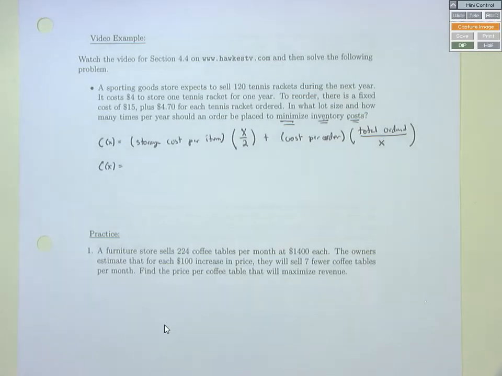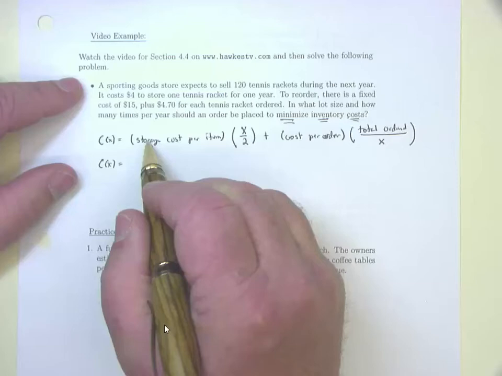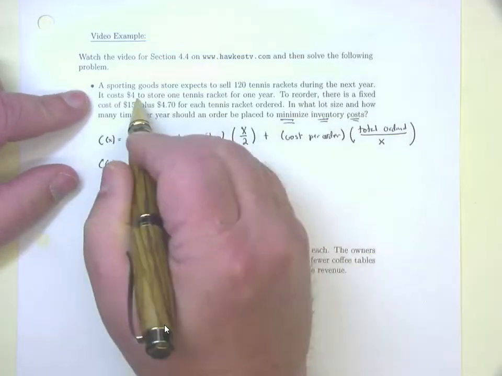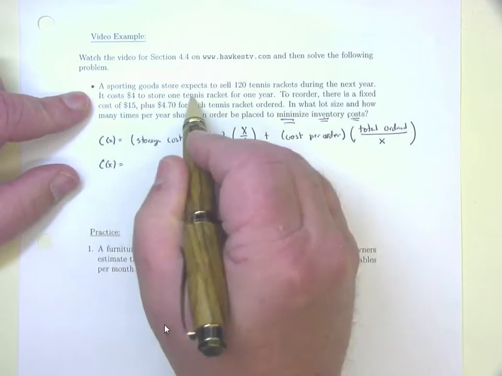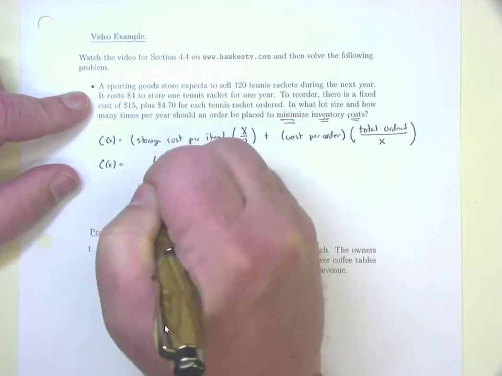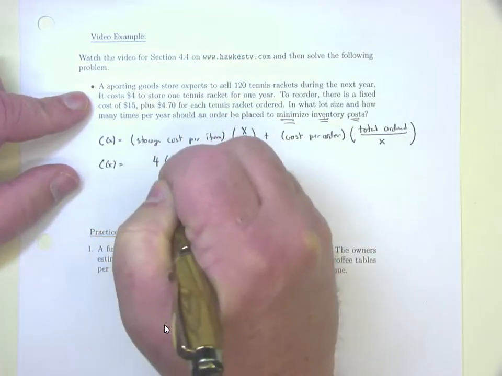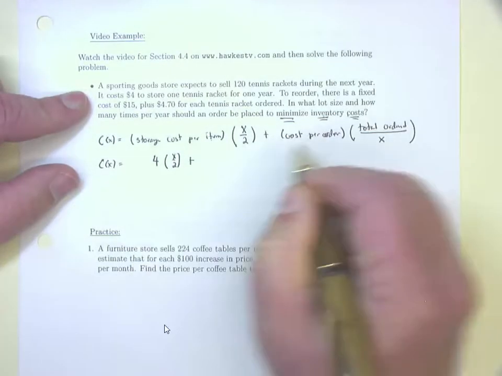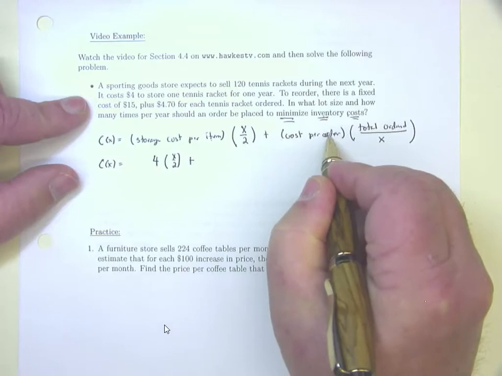All right, come up with the equation here. First off, what is the storage cost per item? $4. It costs $4 to store one tennis racket, one item, so it'd be $4. That'll be 4 times X divided by 2. Does that make sense? Plus, what is the cost of reordering?